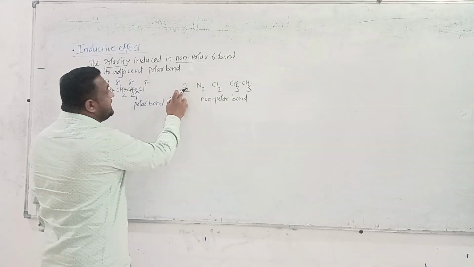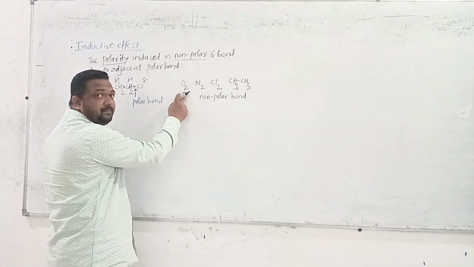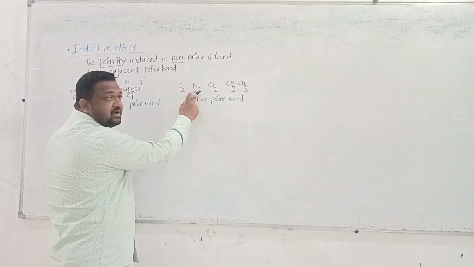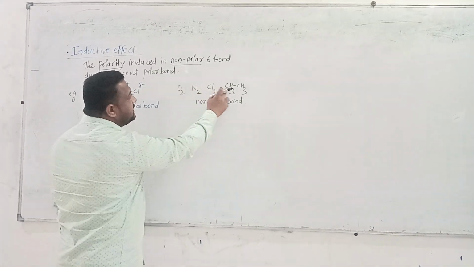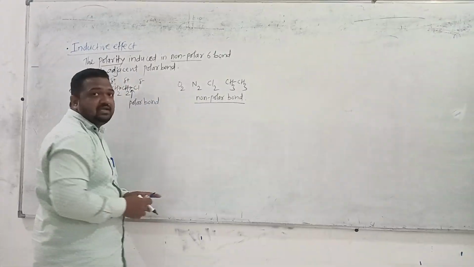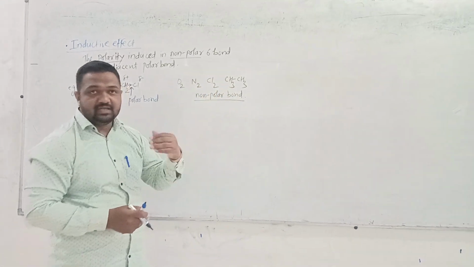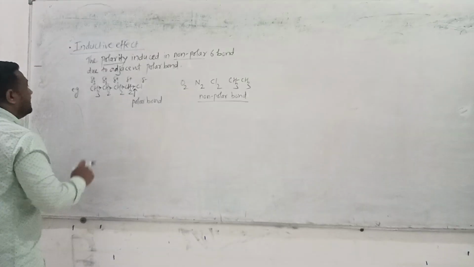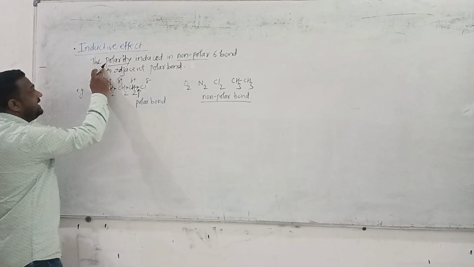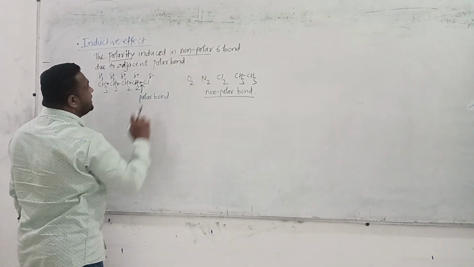Here, the electronegativity difference of the two oxygen atoms is zero. Oxygen bond, nitrogen bond, chlorine bond, carbon bond: these bonds are non-polar because each is formed between two same atoms having the same electronegativity. Correct? In the inductive effect, what happens? Polarity is induced in a non-polar sigma bond.